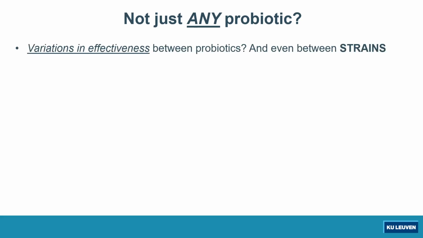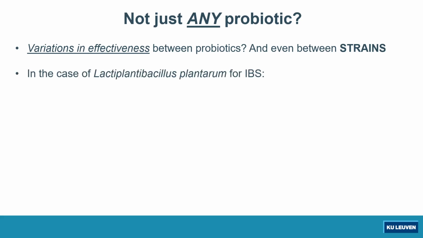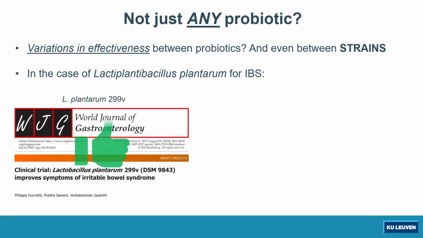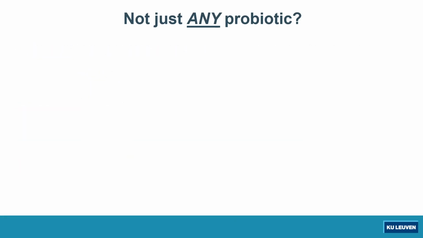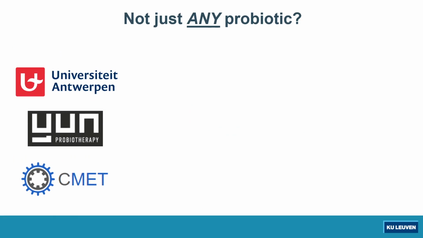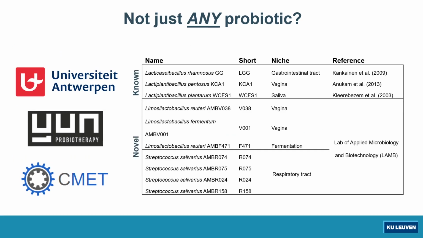One such issue is the variations in effectiveness between probiotic species, but also between strains of the species. Looking at the case of Lactobacillus plantarum, we know that there are some strains that can be quite effective for irritable bowel syndrome, while others can be ineffective or some can even make it worse. This then poses the question, how about probiotics for oral health? Are these effects also there? Together with a bunch of wonderful people, we investigated 3 known probiotics as well as 6 novel probiotics.